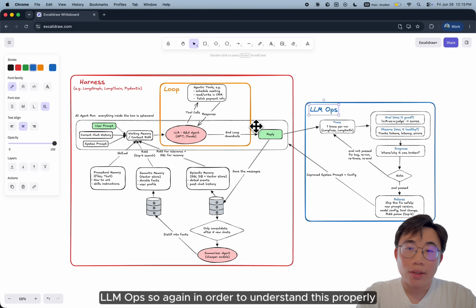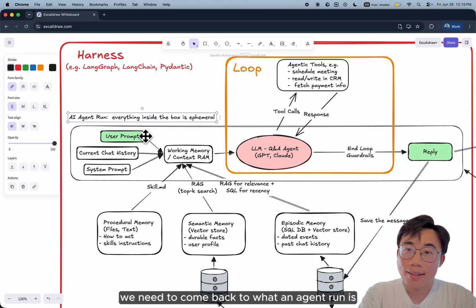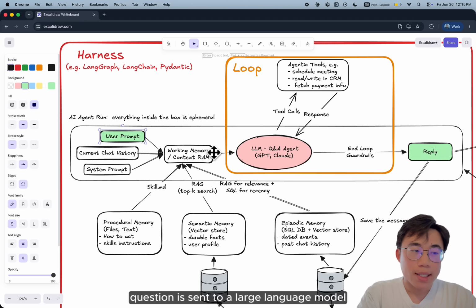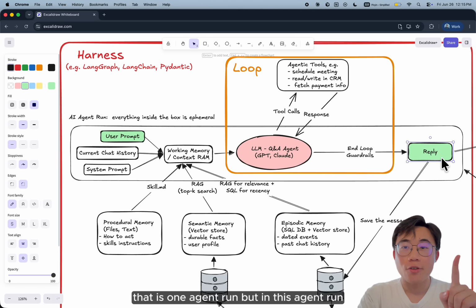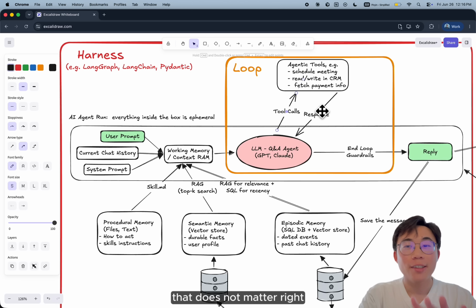So again, in order to understand this properly, we need to come back to what an agent run is. An agent run, you can simply understand it as a user question sent to a large language model, and then you get a reply. That is one agent run. But in this agent run, the agent tool calling could happen multiple times. That does not matter, right?